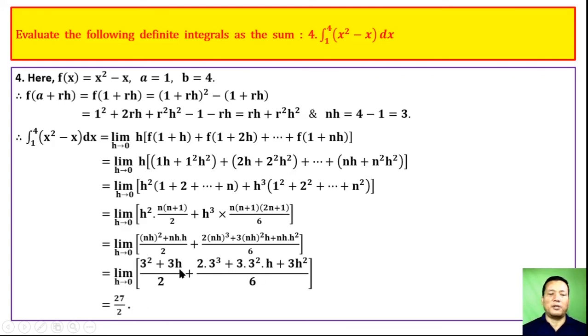Now take the limit as i tends to 0. We get 27 by 2, which is the value of the definite integral.